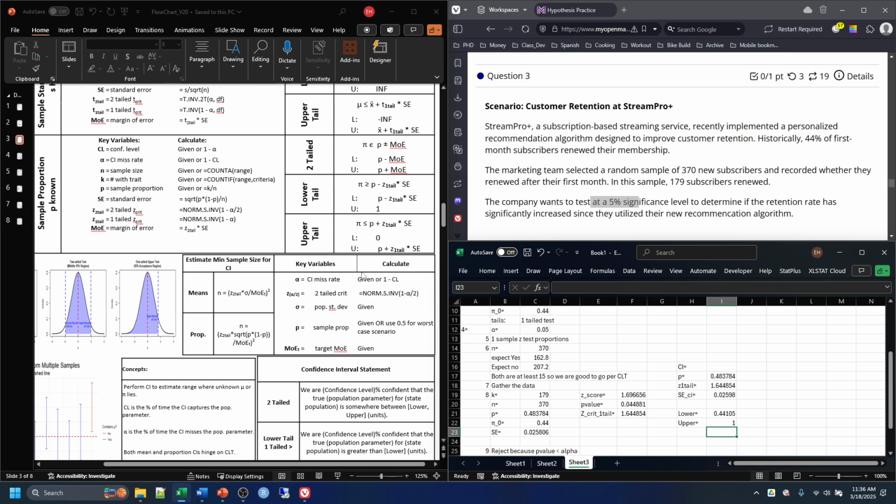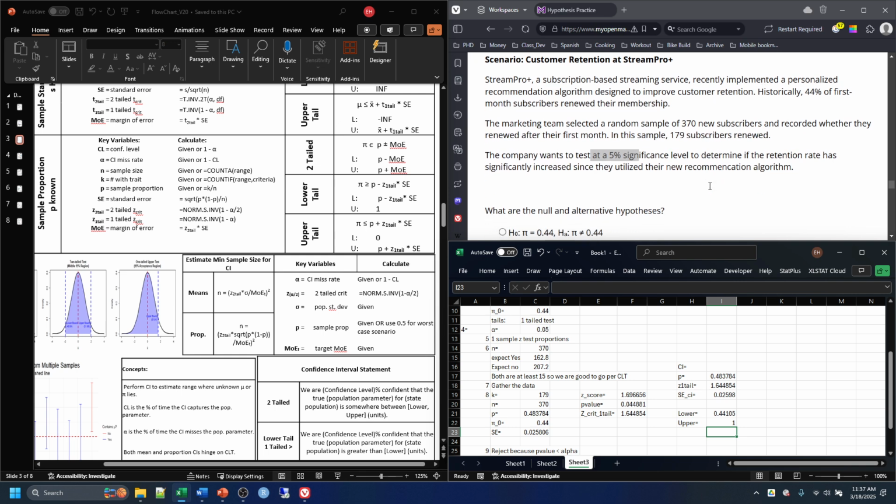And so now we have our confidence interval: we are 95% confident that the true proportion of individuals who resubscribe is greater than 44.1%. So just a little bit bigger, but we were able to show with some data that we think it is greater than 44%.